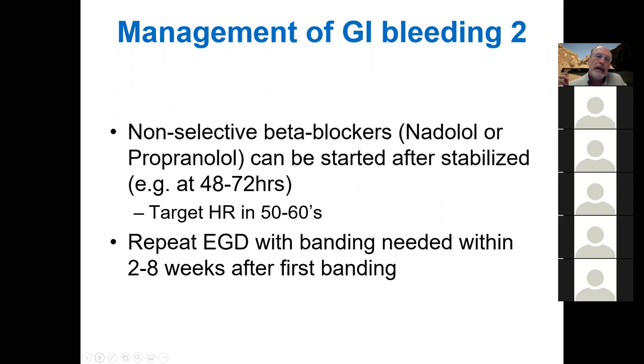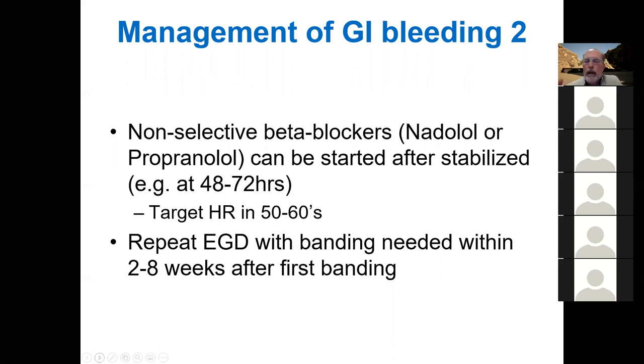Non-selective beta blockers, Nadolol or Propranolol, can be started 3 to 4 days after the patient's stabilized. I don't like beta blockers very much. I prefer to do banding and obliterate the varices and only use beta blockers if I can't bring those varices under good control with banding or if they have portal hypertensive gastropathy or gastric varices. But for the purpose of boards, it's going to be banding plus beta blockers.